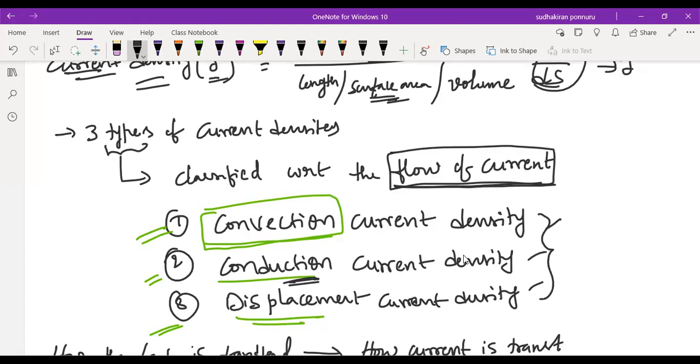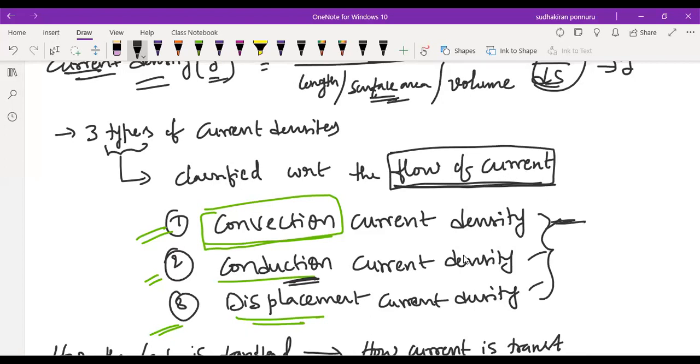And we have got an idea of what we mean by convection, conduction, and displacement by using another concept, the transfer of heat. By the way heat is transferred from one object to another, in the same way we have related the flow of current, whether it is flowing in direct contact or by means of a medium. If you have direct contact, then we call it conduction. And if the flow of current is through a medium, then it is convection.